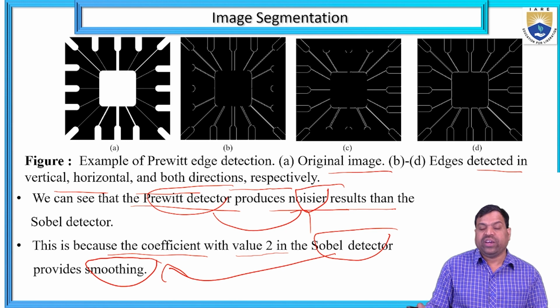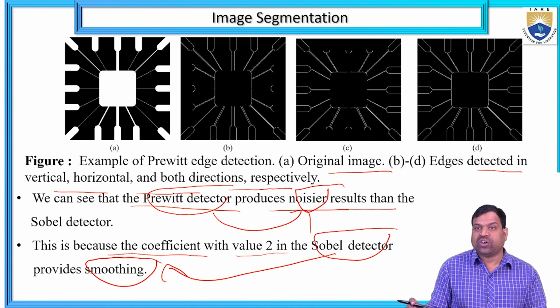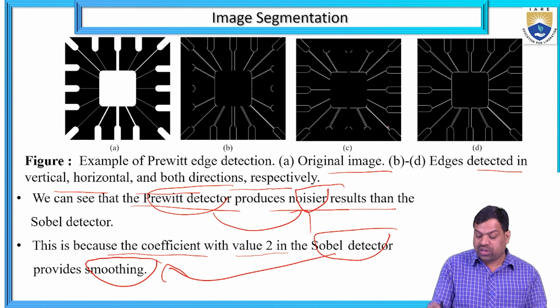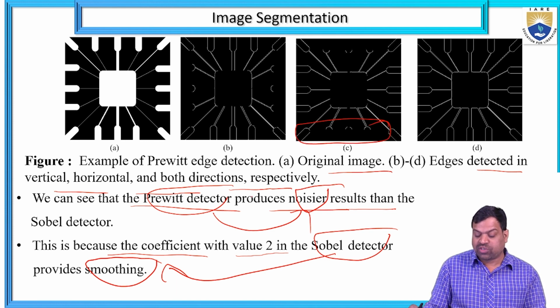But in figure A, the original image is there. B, C, D: vertical and horizontal edges are there. But maybe small partitions of noise will occur like this, so the chances of noise are there. But in the Sobel, there is no noise.